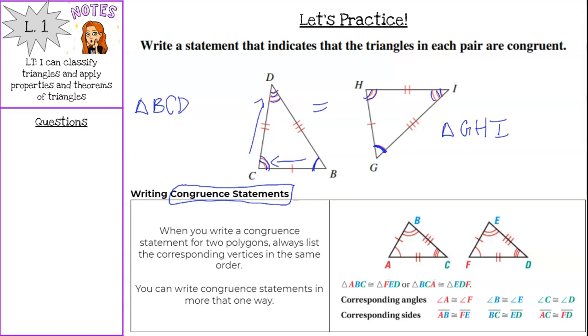Then I could say that those 2 triangles are congruent because they have all 3 sides congruent: BC is congruent to GH, DC is congruent to IH, and DB is congruent to IG, and all three angles were congruent to the other angle. So you have to just write it in the correct order, hopefully that makes sense.